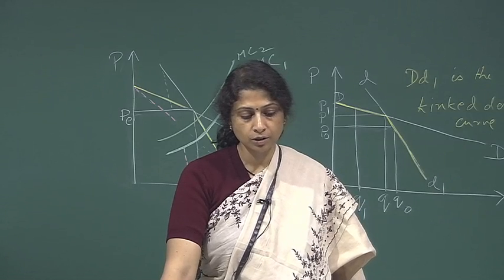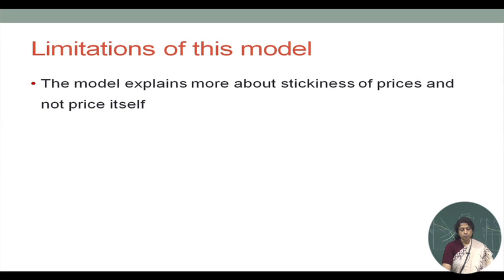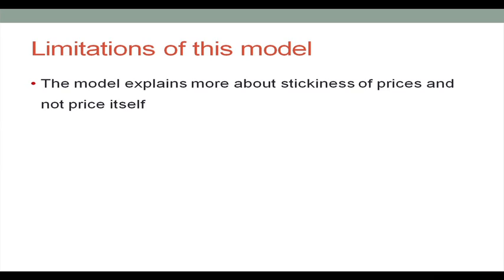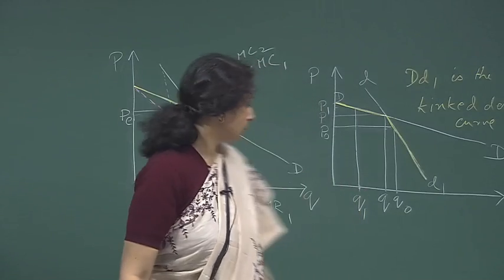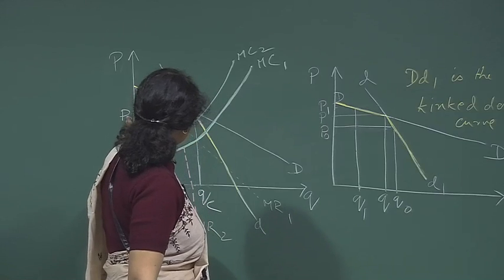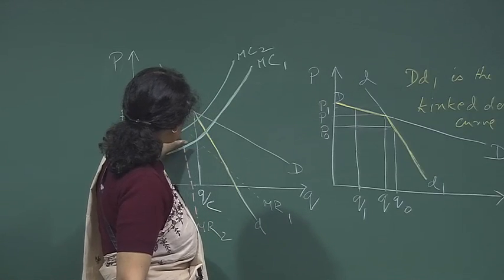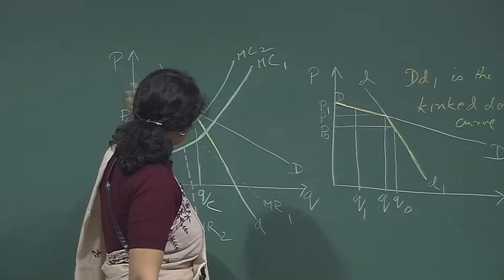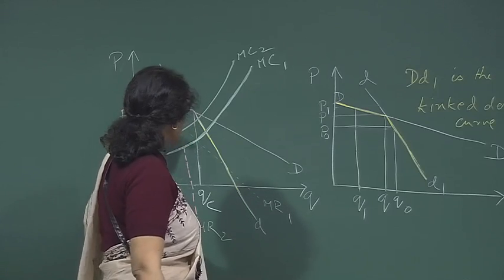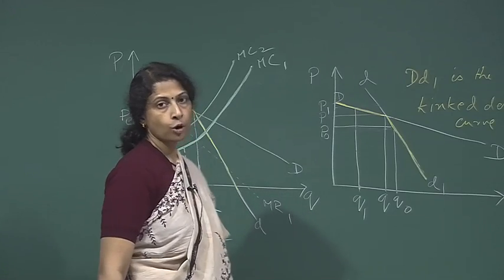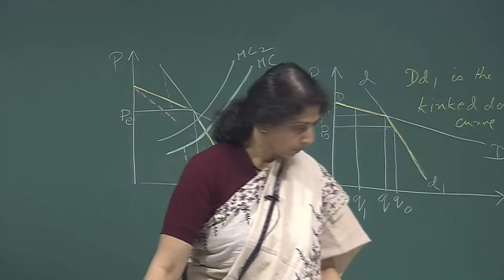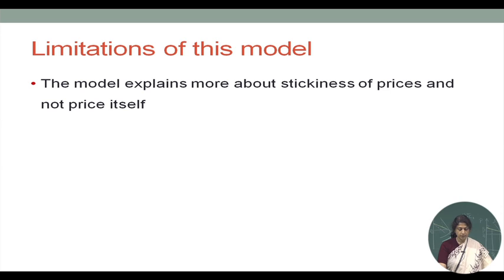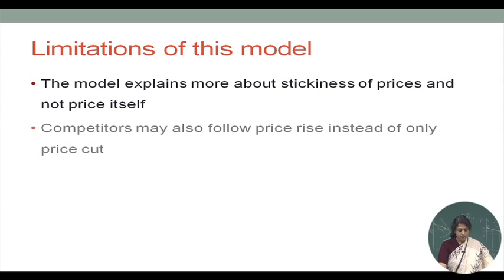Now the limitations of this model are that the model explains more about stickiness of prices and not price itself. So it talks about why price is fixed at PE, but it does not say too much about how prices will go above PE or how prices can fall below PE. So the model explains more about stickiness of prices and not price itself, and competitors may also follow a price rise instead of only a price cut.